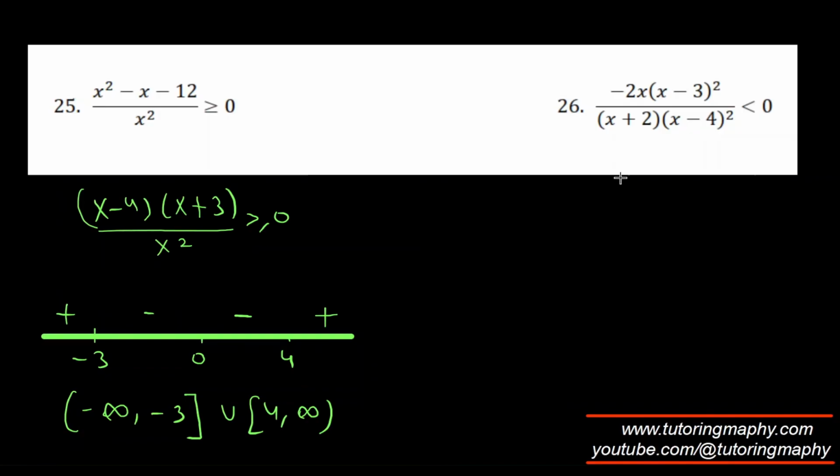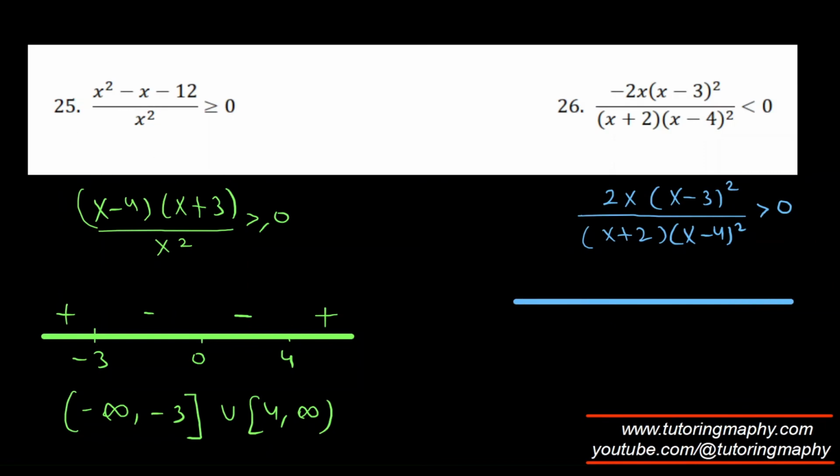The last one talks about, be careful. The leading term is negative on the top. So I need to change that. I will first multiply negative sign on both the sides. And (x plus 2)(x minus 4) whole square is greater than 0. So the inequality switches, and then I'm going to plot a number line. The number line is going to be -2, 0, 3, and 4.